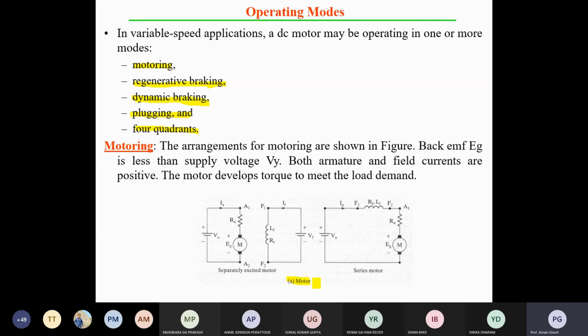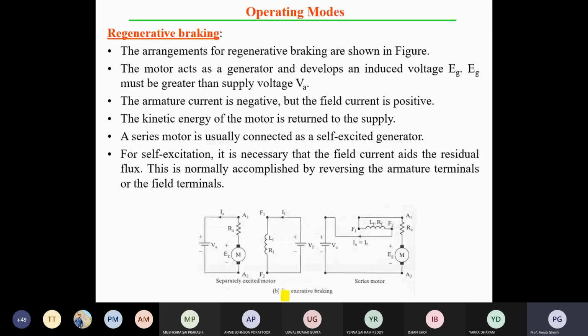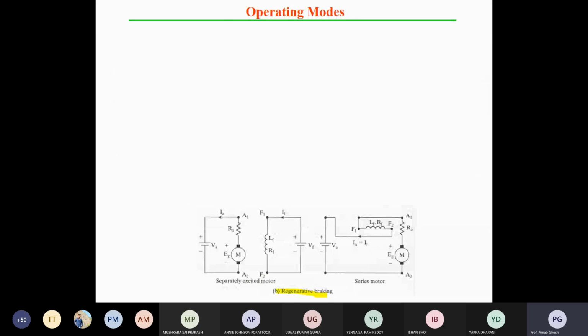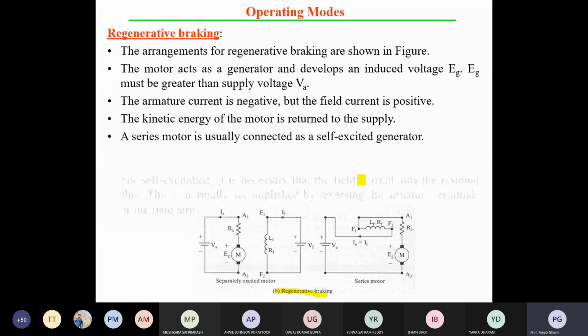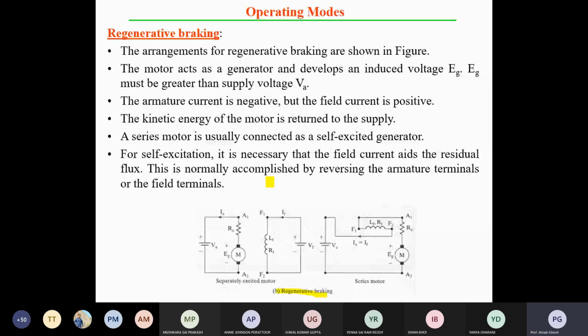The arrangement of the regenerative braking is shown in the figure. The previous picture was for motoring operation. Now you can see the regenerative braking. Yesterday in class we already discussed regenerative braking. When the supply is suddenly omitted, power comes from the load side to the source side directly for that instant. For that instant you can say it is regeneration.